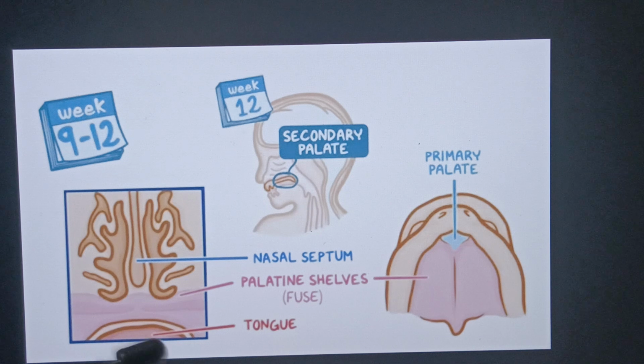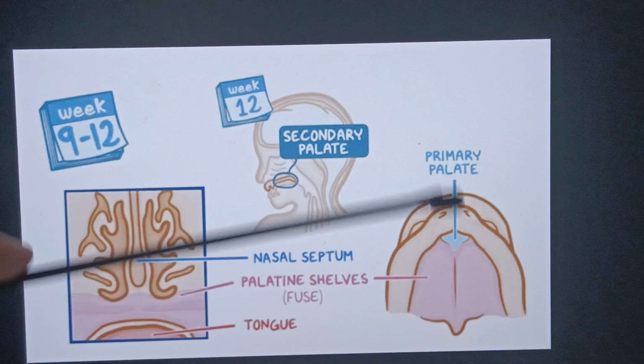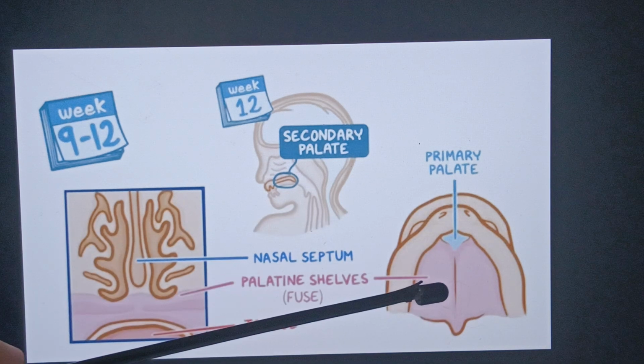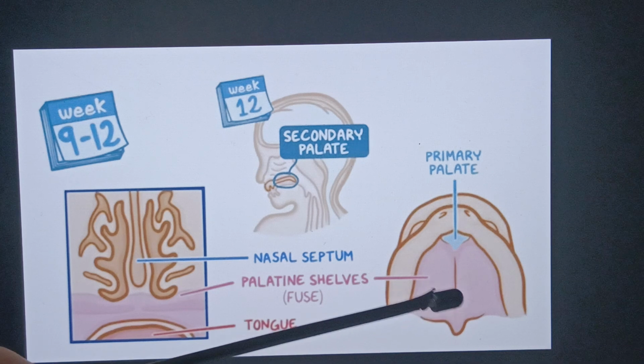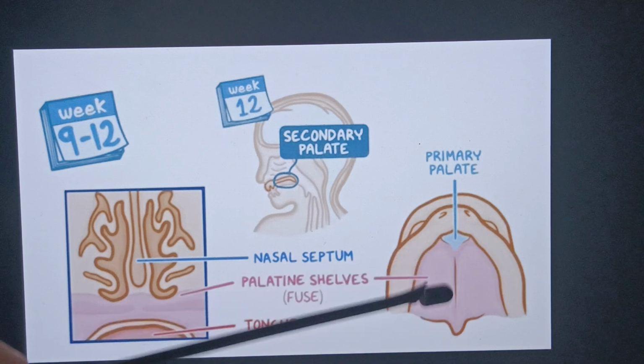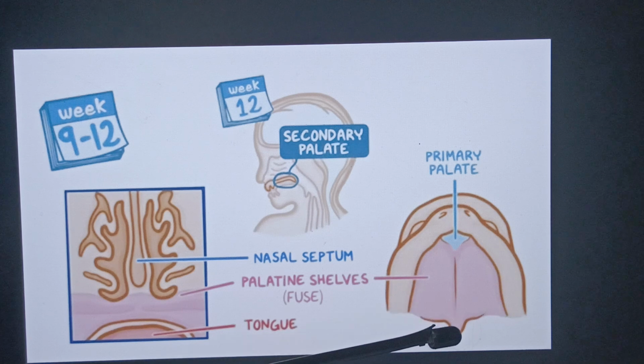Now in this picture you can see that the primary palate is there and the secondary palates have completed their fusion as palatine shelves, and this is the hard palate, and the unossified posterior portion becomes the soft palate, right?